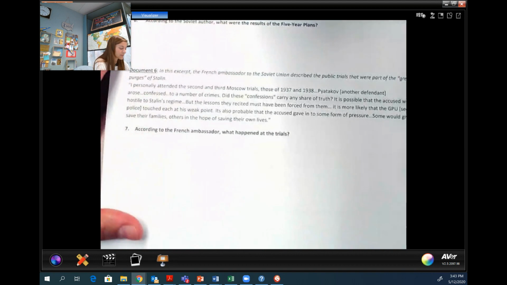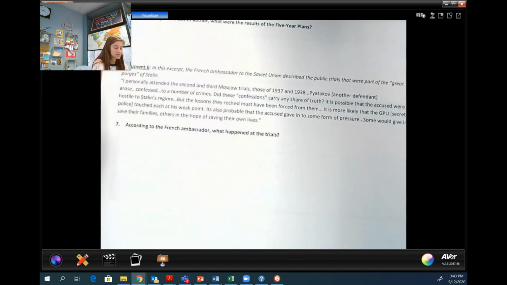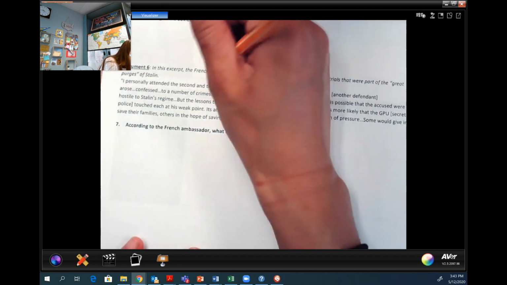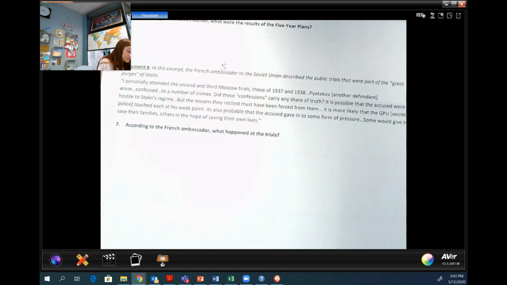All right. This excerpt, the French ambassador to the Soviet Union, so that's the speaker, described the public trials that were a part of the Great Purge of Stalin. I personally attended the second and third Moscow trials, those of 1937 and 1938.